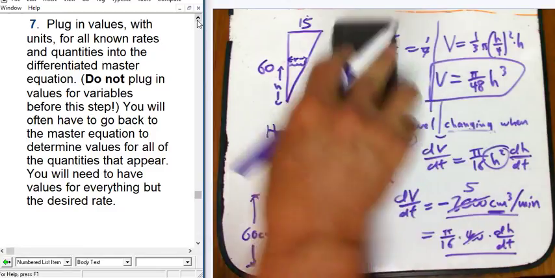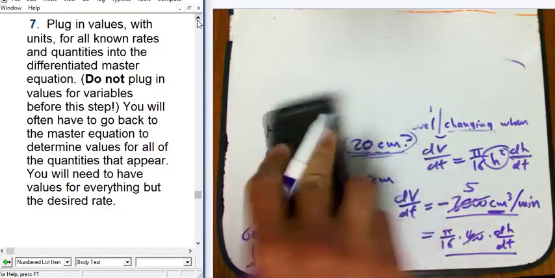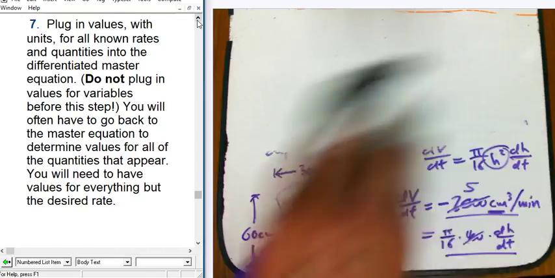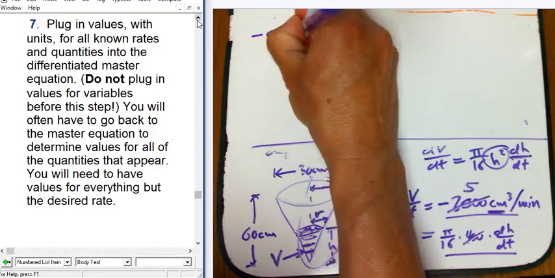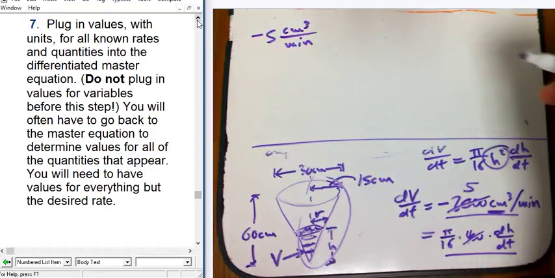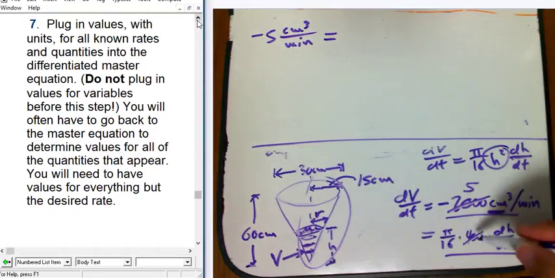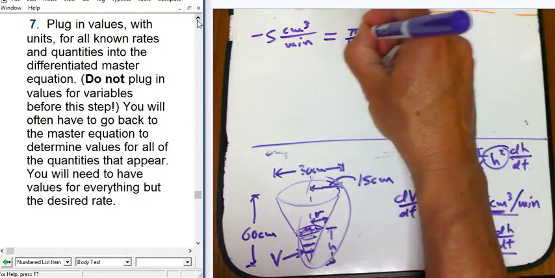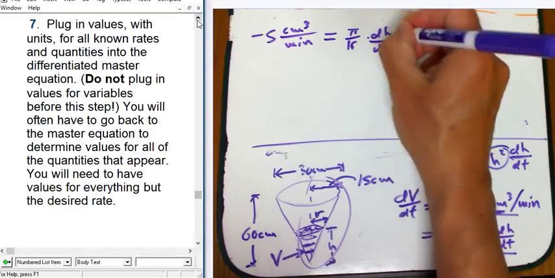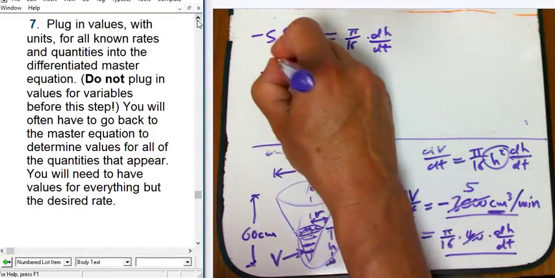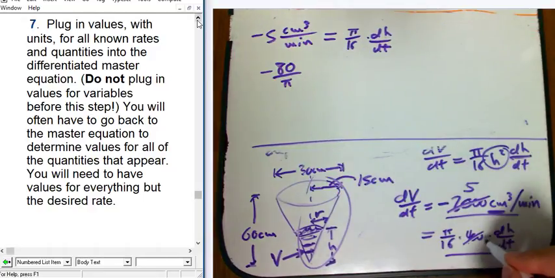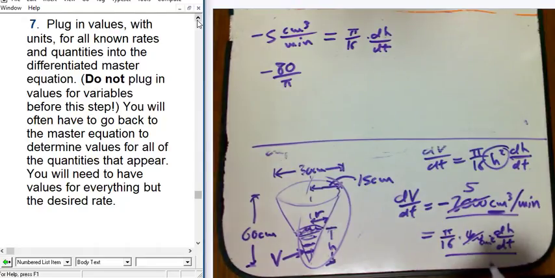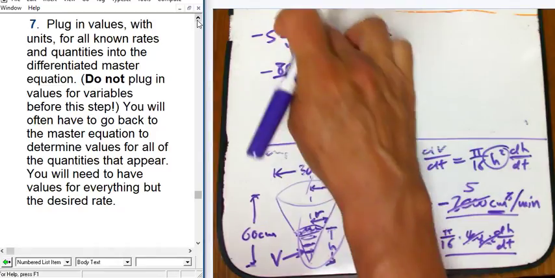I know it's getting a little scattered, but finally I can erase that. Okay, fresh. So we get minus 5. Let me just rewrite it. Getting close, don't worry, it's not going to be too long. It is pi over 16 times the quantity we want to solve for. Multiply by 16 divided by pi, and you get minus 80 over pi. Oh, and this was a square centimeter. Sorry, I'm not being careful with units. That wasn't a good idea. This is really 400 square centimeters. That cancels this down to just centimeters per minute.